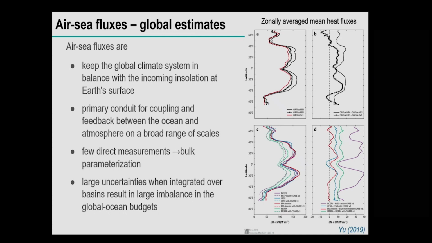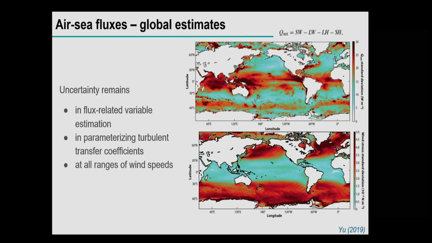The bottom here is a bit of the same, but it also shows different products and data sets. So there are differences not only in the way we compute those fluxes, but also of the state parameters that we use to compute them. And there is uncertainty in both. And this leads to global huge variability.